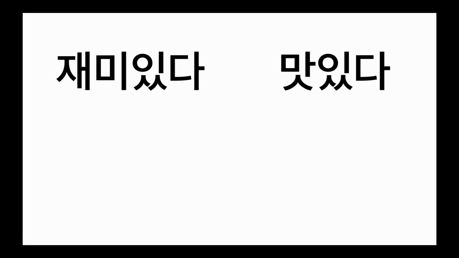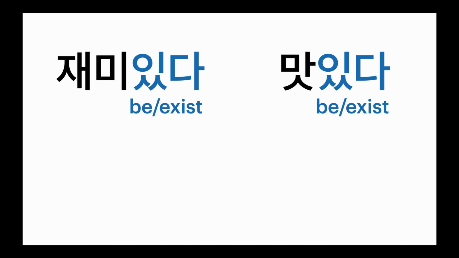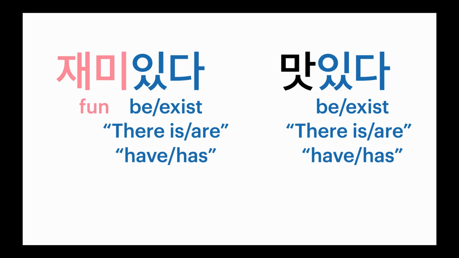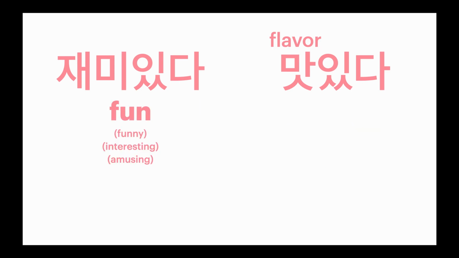The final thing I'll mention before the summary is 재미있다 and 맛있다. You might notice that both words contain 있다, to exist, which also often translates to there is, there are, or more indirectly as have or has. 재미 means fun or interest as a noun, and 맛 means flavor or taste. So plus 있다, they translate to the adjectives fun and delicious.